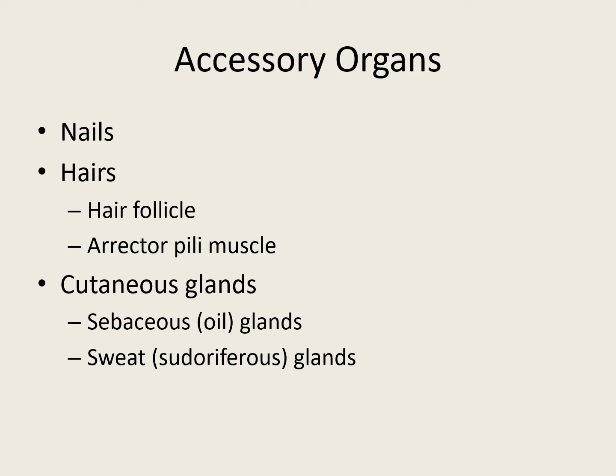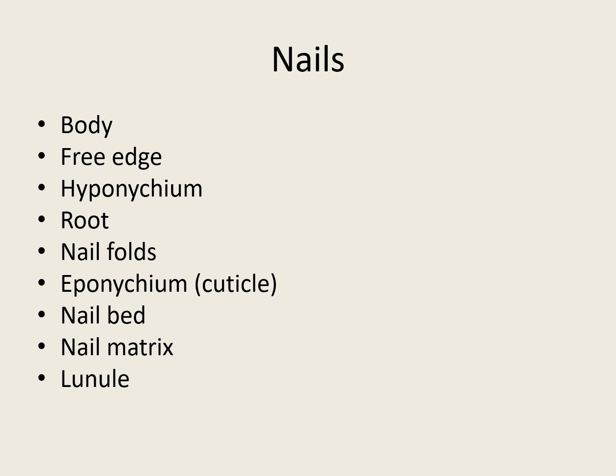What are some of the accessory organs to the integumentary system? You've got the nails, the hair, cutaneous glands. With the nails, there are different terminologies. You've got the body, the free edge, the root, etc.